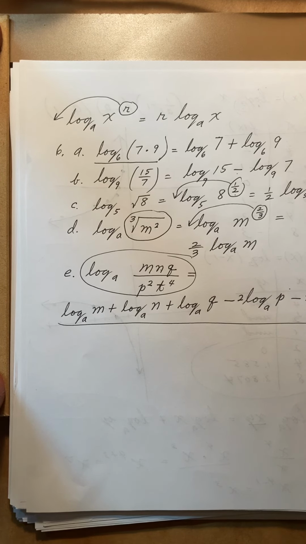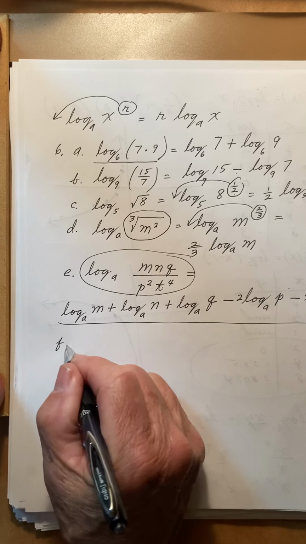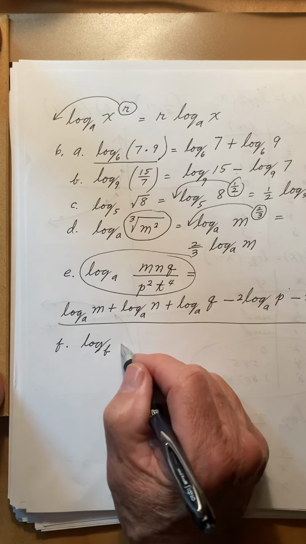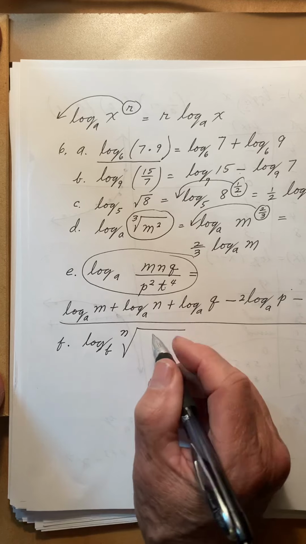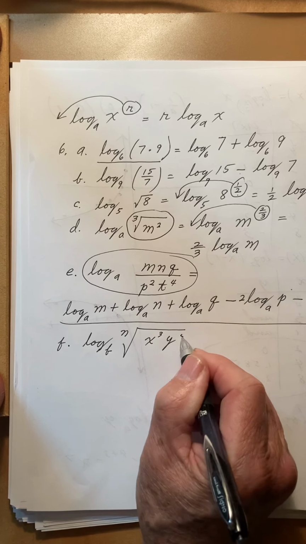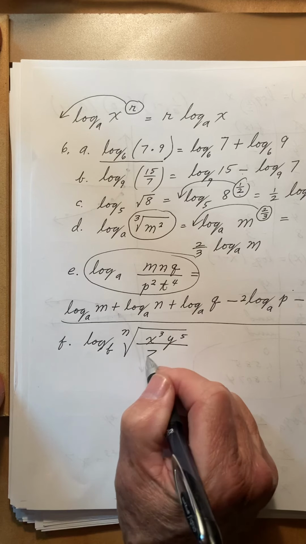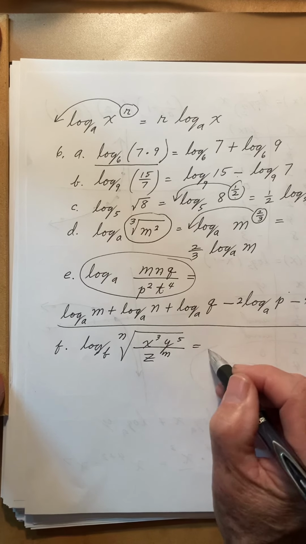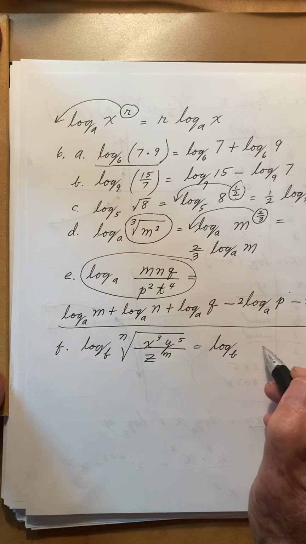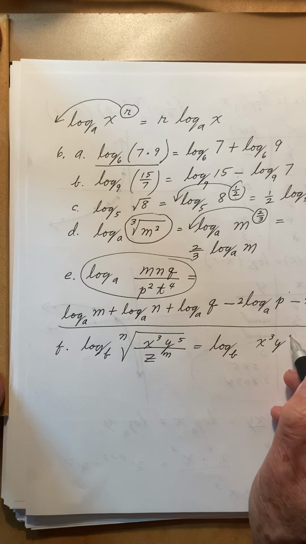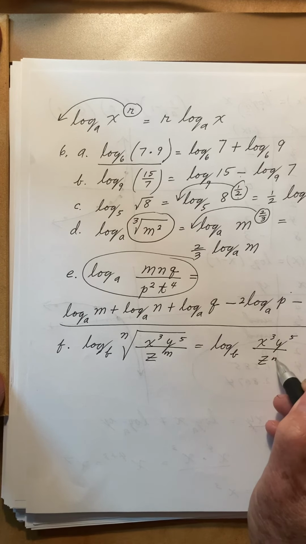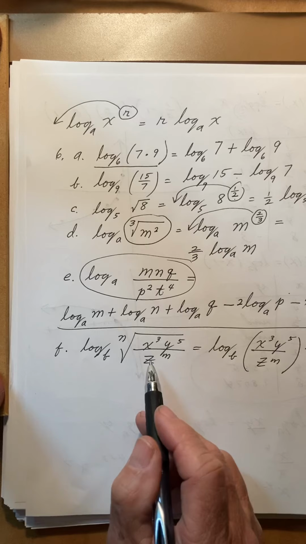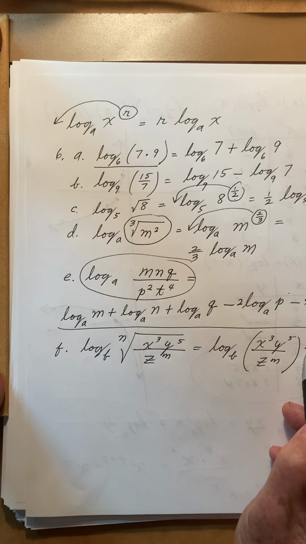All right, we're ready to do F, which is log base b of the nth root of x cubed y to the 5th over z to the m power. So I'm going to rewrite this as log base b of x to the third, y to the fifth, over z to the m, all of that raised to the 1 over n power. So I changed it from radical form to rational exponent form.